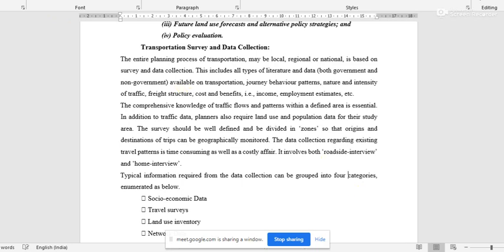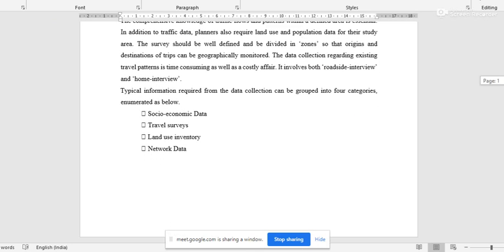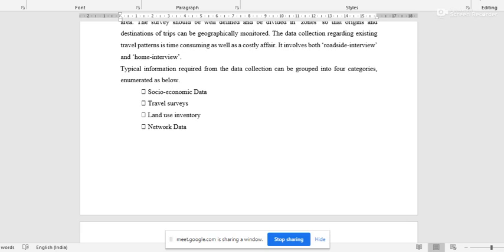Now, these are the kinds of data you actually require: socio-economic data, travel survey data, land use inventory data, and network data. Network means the road network data, which is pre-existing before going to the survey. The road network which is existing in that area, you have to collect that data also.